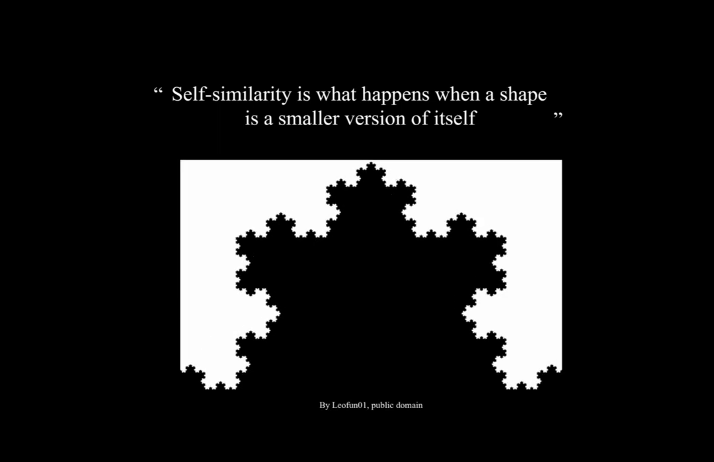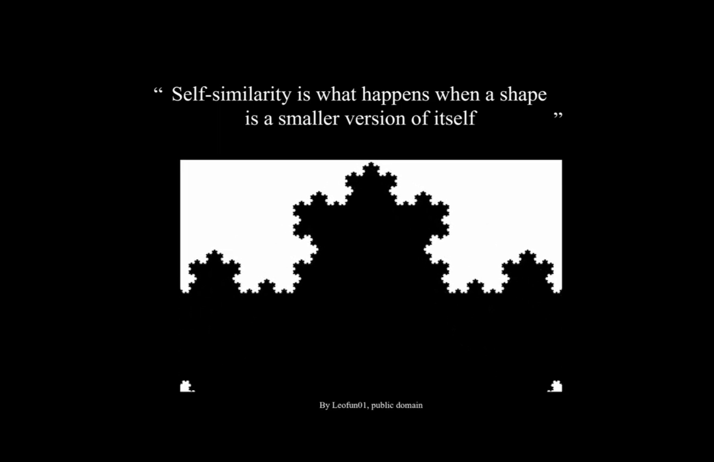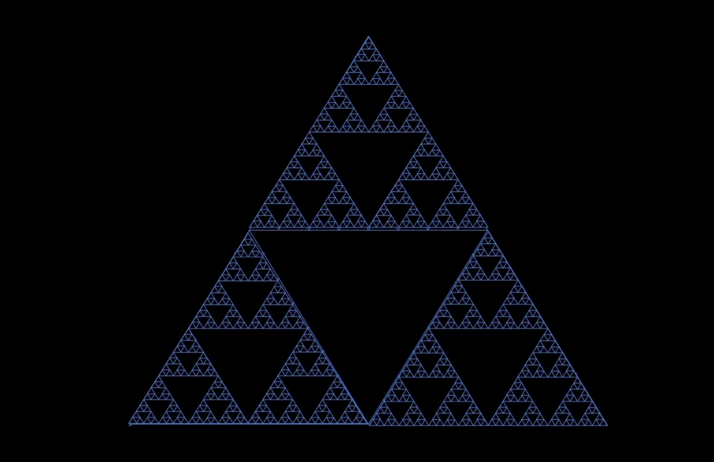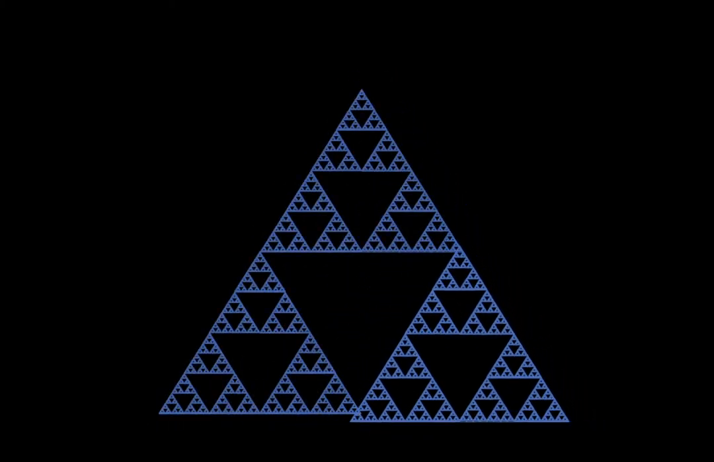We can see this happening within the Sierpinski's triangle and most other classical fractals really, such as the Koch snowflake over here. This is the reason the Sierpinski's triangle works as an attractor under machine A earlier. If it can be a smaller version of itself, then absolutely it can be a bigger version of itself.